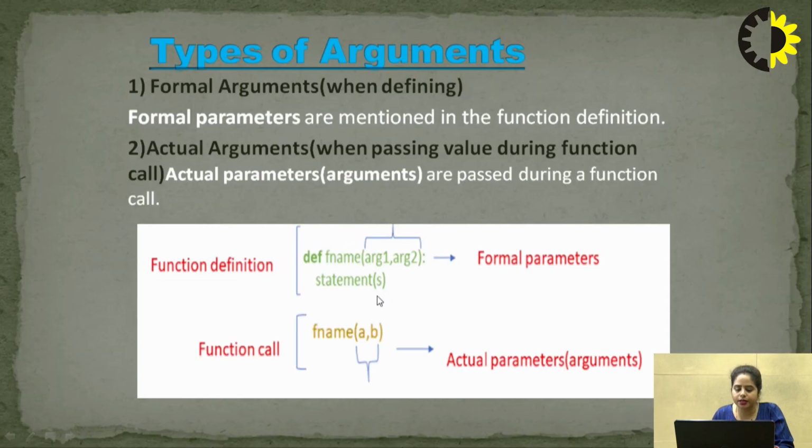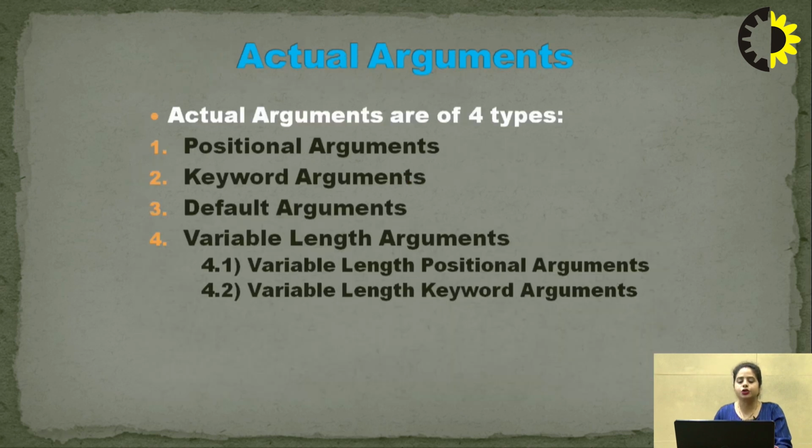In this figure you can easily see that argument 1 and argument 2 are formal arguments and a and b are the actual arguments. Formal arguments are used when we define the function and actual arguments are used when we pass the value during the function call. Now actual arguments are of four types: positional arguments, keyword arguments, default arguments, and variable length arguments. Further, variable length arguments are of two types: variable length positional arguments and variable length keyword arguments. Variable length arguments are also known as arbitrary arguments. Now let us see one by one.